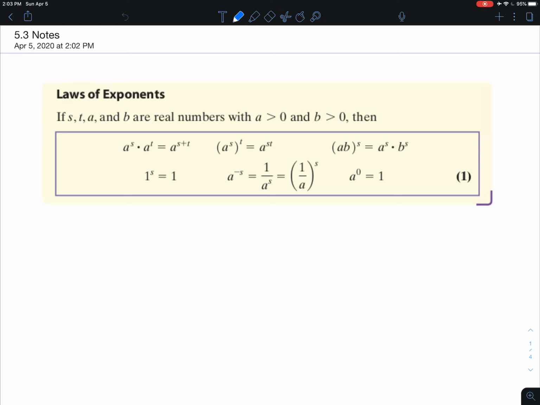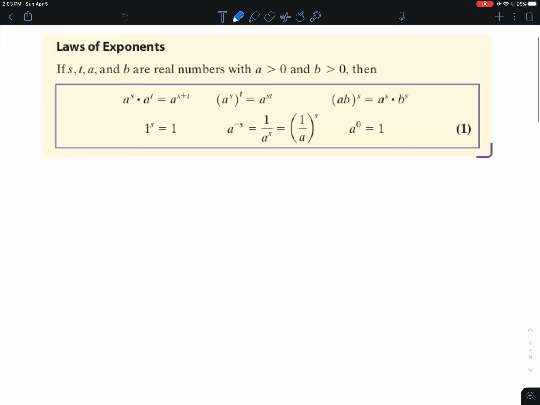Hey guys, here's a quick video on 5.3 notes reviewing properties and laws of exponents. Our set here includes multiplying things with the same base, in which you would add the exponents.